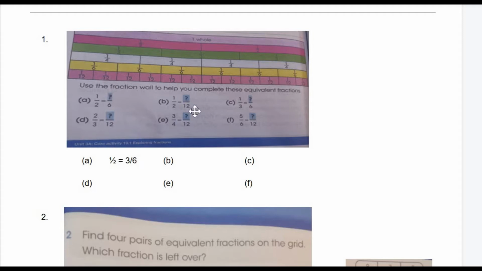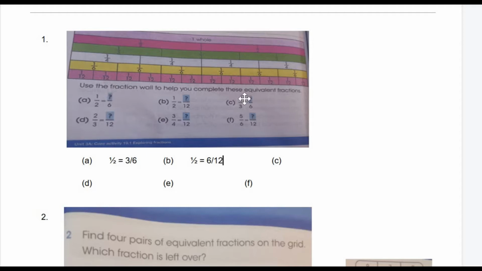B, again we have half here, the equivalent fraction for half, and we have 12 as a clue. What is half of 12? 6. Then we have 6 out of 12.